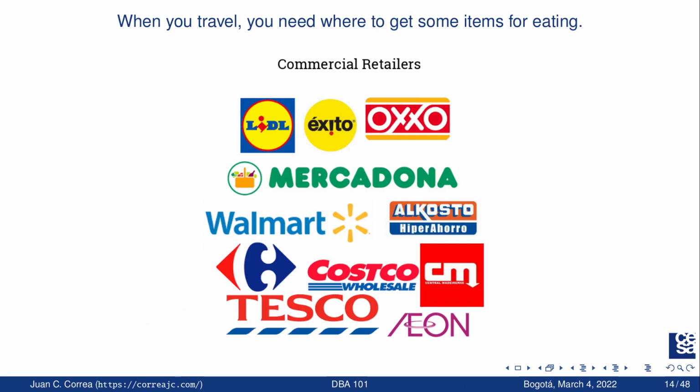So let me put another analogy for you to understand what a DBA needs to know. When you travel, you need to know where to get some items for eating. For example, if you are in Europe, probably you will go to Lidl. If you are in Latin America, in Colombia, you will go to Éxito. If you are in Mexico, probably you will visit Oxxo. If you are in Spain, probably you will visit Mercadona, and so on and so forth.